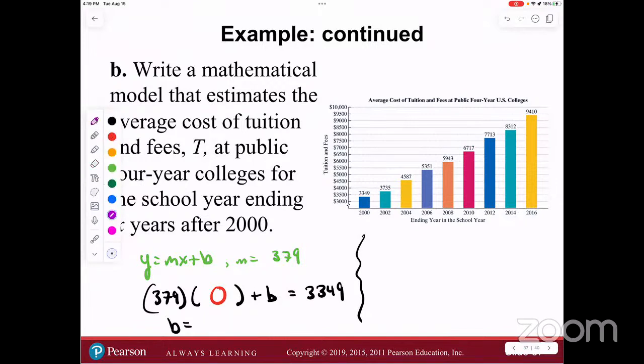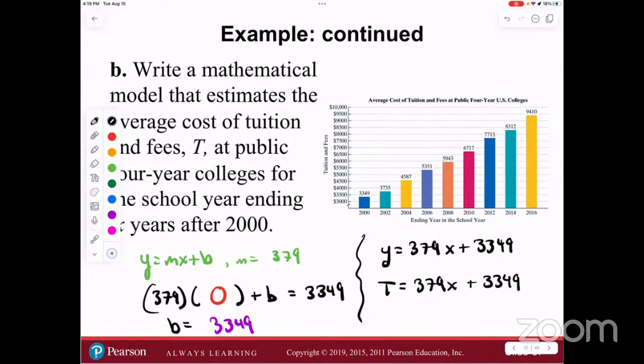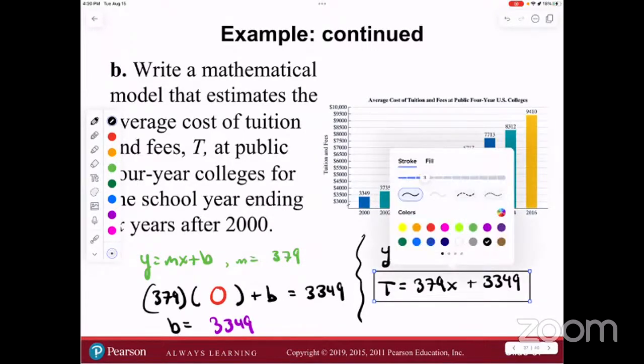3349, right? So now if we decide to go with that model, we get y equals our slope, which is 379, times x plus the 3349. That's much better, right? And this is based on years after 2000. And so the tuition and fees should be 379x plus 3349. All right. Again, we just let the year 2000 be year 0. Okay. Let's go.